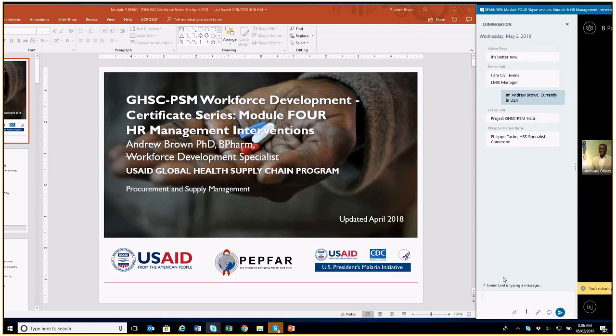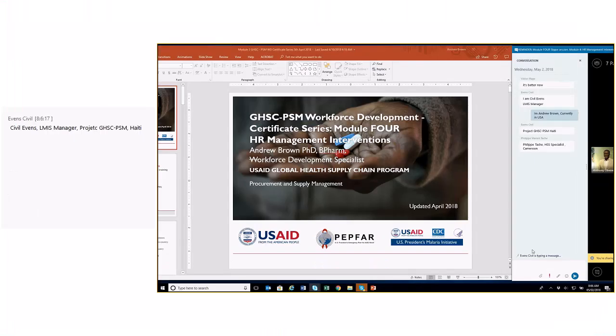We've had Module 1, which was an introduction to assessing workforce development, understanding the different elements of workforce development in supply chain management. We had Module 2, which was looking more at policy and plan intervention. And Module 3, which was extended module 2 weeks ago, where we were looking at workforce development specifically around competency development, speaking about pre-service, speaking about in-service, speaking about a range of education approaches. Now, this week in Module 4, the title is HR Management Interventions.